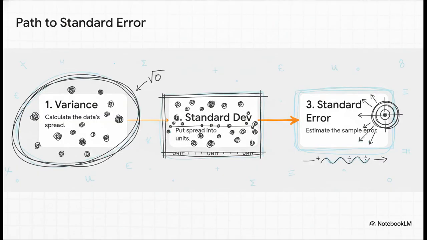So how do we get to this awesome number? Well, it's kind of like a three-step journey. We start with something called variance, which gives us a raw number for how spread out our data is. The problem is, it's in squared units, which is weird and not very intuitive. So, step 2, we take the square root of that to get the standard deviation. Now we're talking. This puts the spread back into units we can actually understand, like dollars or years or whatever we're measuring. And then finally, we use that standard deviation to calculate our real prize, the standard error, our best estimate of the sample error.